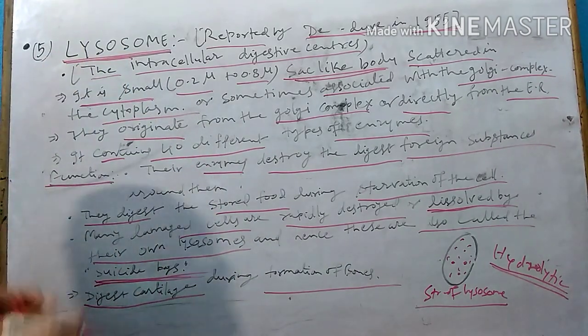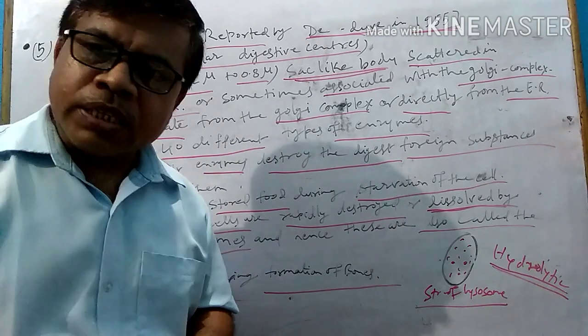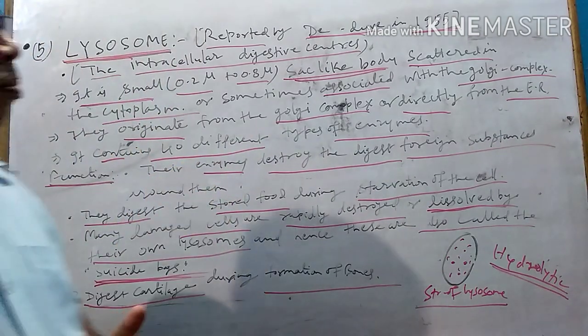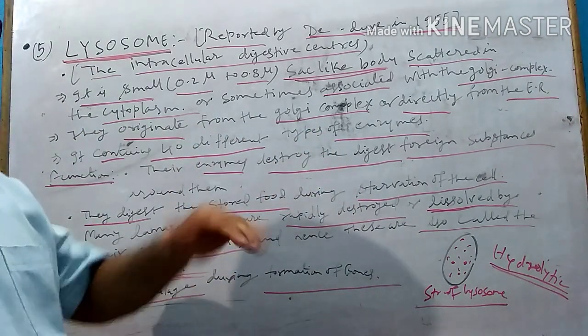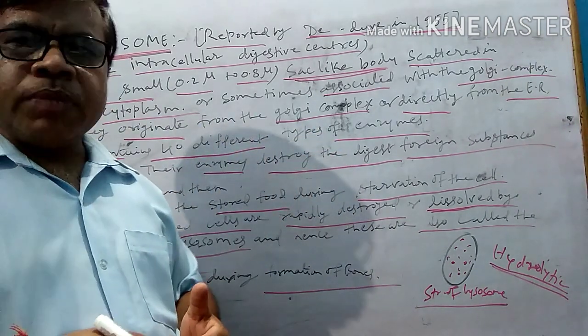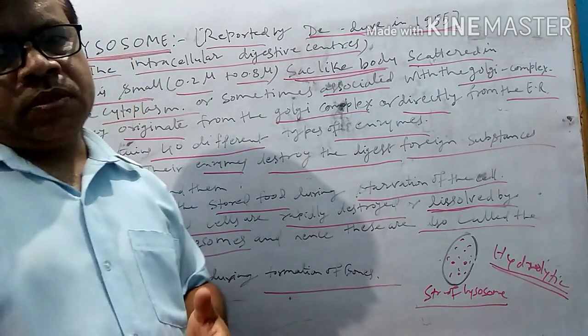So then in the next video we will discuss centrosome, centrioles, plastids in the plant cell and other parts of the nucleus. Thank you.